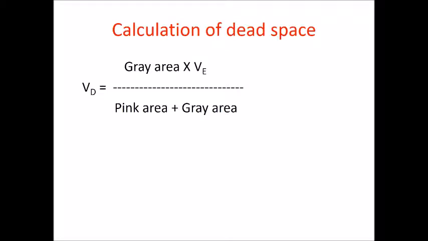This is the calculation formula of dead space. VD means volume of dead space and VE means volume of expired air. If you want to calculate it, you have to calculate the pink area and gray area in centimeter square and then put the values. So volume of dead space is equal to gray area multiplied by volume of expired air divided by pink area plus gray area. If you put all the values, you will obtain around 150 ml.